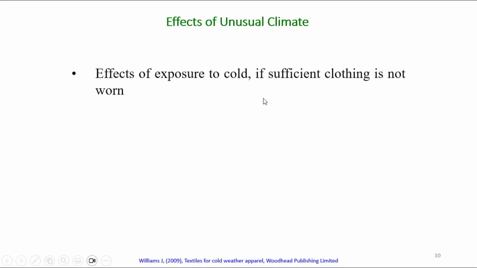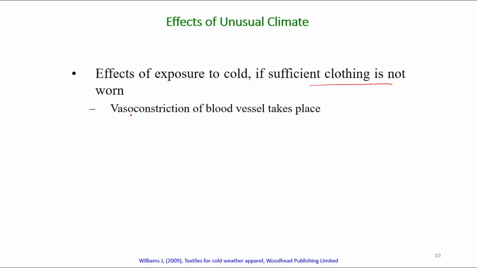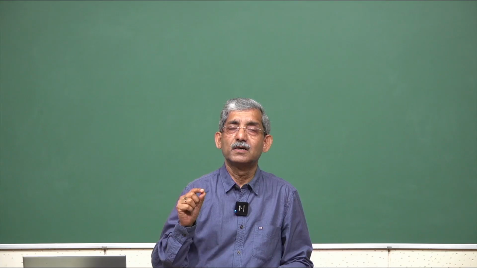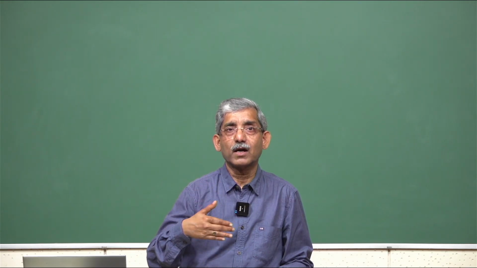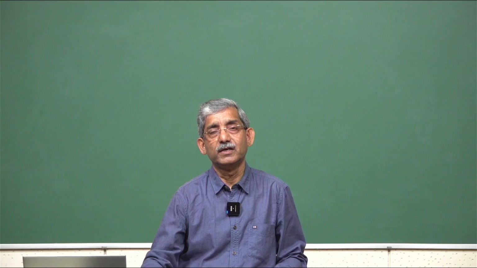So, what are the effects of unusual climate? The effects of exposure to cold if sufficient clothing is not worn: in this case, vasoconstriction of blood vessels takes place. Vasoconstriction is the physiological phenomenon where the blood vessels get constricted, the diameter reduces, and it reduces the blood flow to retain the body heat.